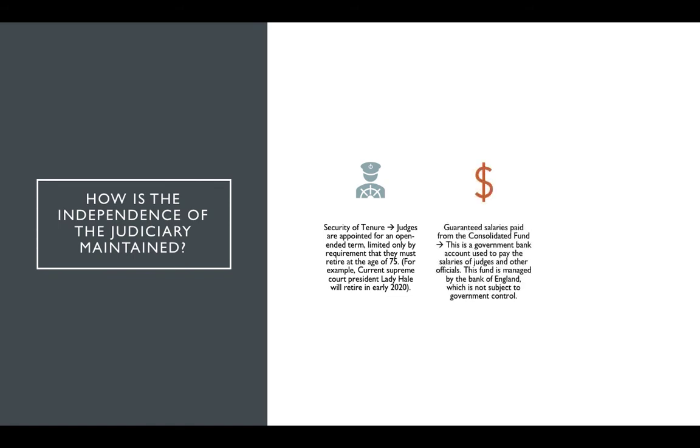They also have guaranteed salaries that are paid from a consolidated fund. This is a government bank account used to pay salaries of judges and other officials. This fund is managed by the Bank of England and thus is not subject to political control, specifically government political control. So there can't be any kind of case of people bribing judges with more money. There's also the principle of contempt of court. So media and ministers are prevented from speaking on the trial because they can be charged with contempt of court.